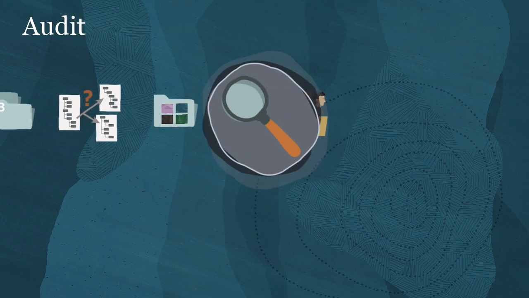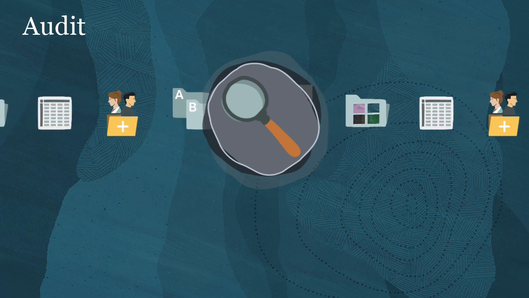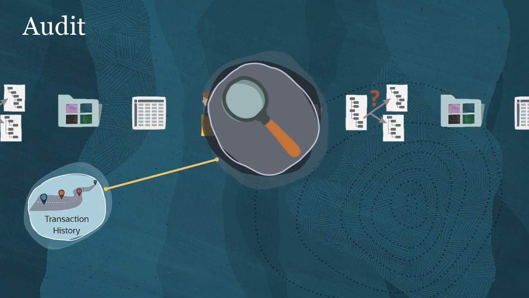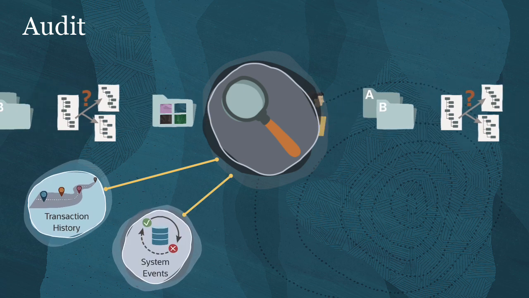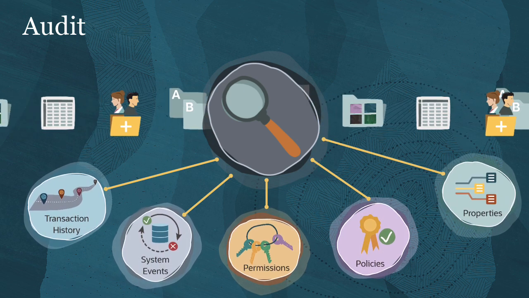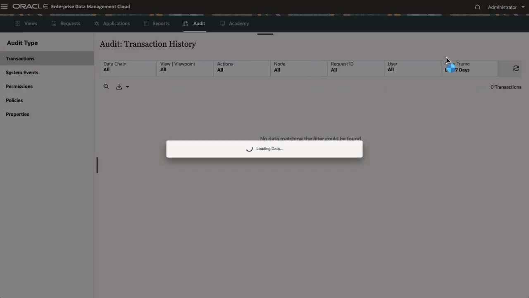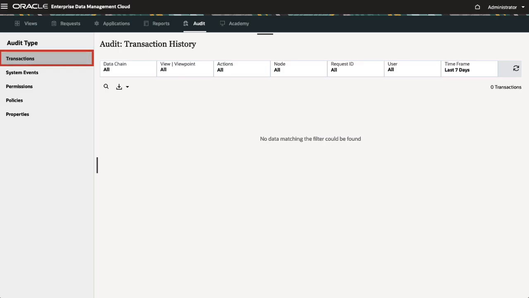Audits in enterprise data management enable you to view changes to both data and metadata over time. You can audit transaction history, system events, and changes to permissions, policies, and properties. You access audits from the Audit screen. Transaction History Audit is displayed by default with changes made over the past 7 days.